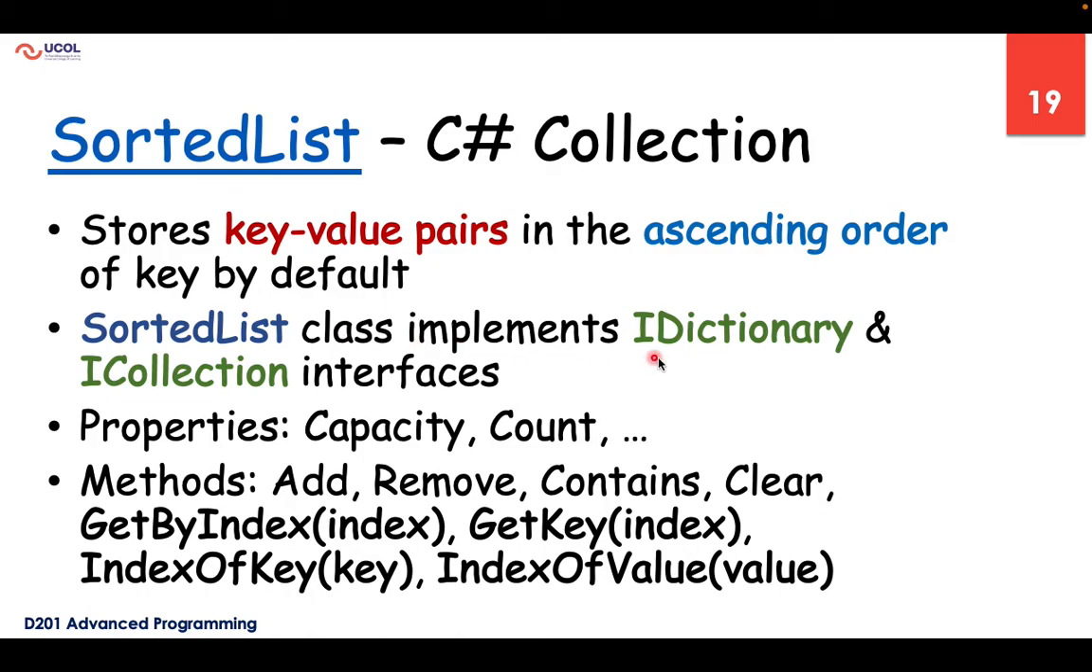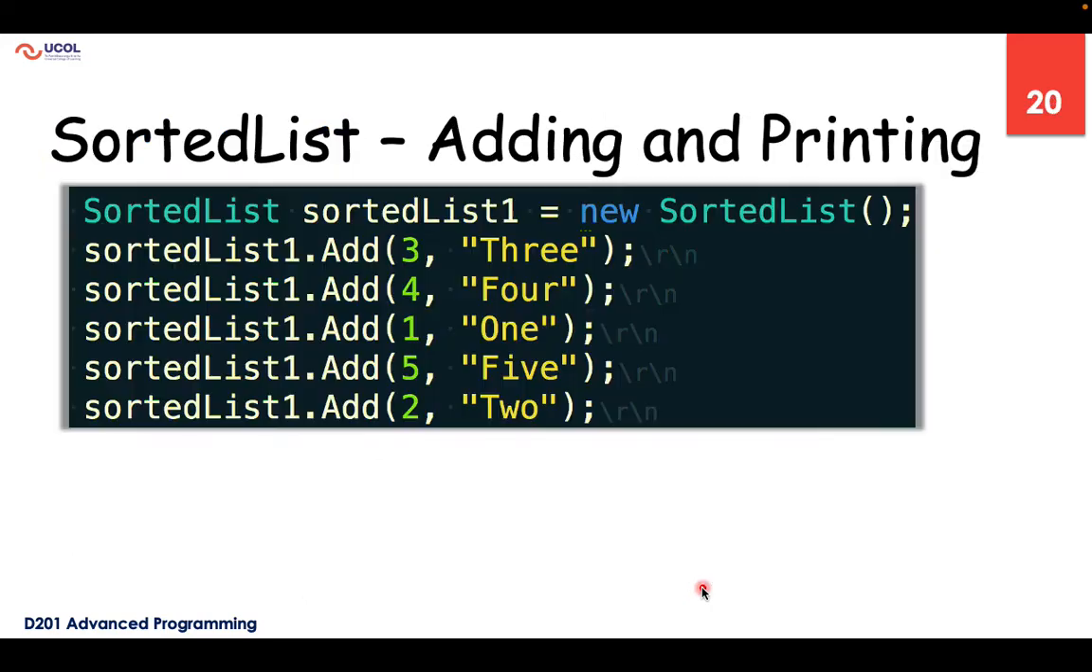Sorted list class implements IDictionary and the ICollection interfaces. It also has properties like capacity and count. We can add, we can remove, the methods that we have seen in the array list are more or less present in this one. We also have some methods which are related to key, like get by index or get key at a specific index, get index of a specific key which is present in that sorted list, or the index of a value. So these are the few methods.